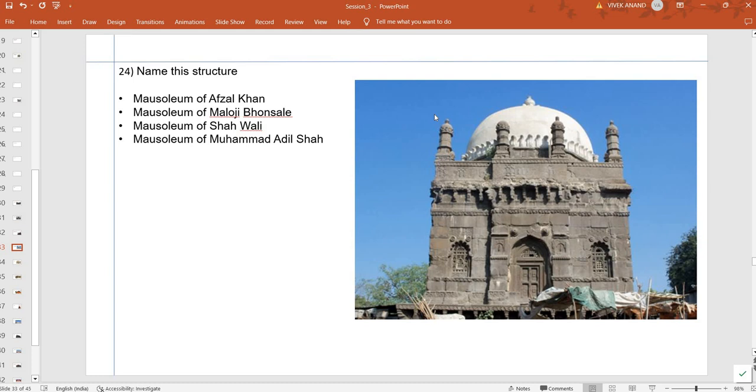Whose mausoleum is this? Of Afzal Khan or Maloji Bhonsle or Shah Wali or Muhammad Adil Shah? Maloji Bhosle. Who was Maloji Bhonsle? It was a building from Maharashtra that I know. This is a Maharashtra style of Islamic architecture. But Maloji Bhonsle does not seem like any Mughal or Muslim ruler. Then why did he build in this style?